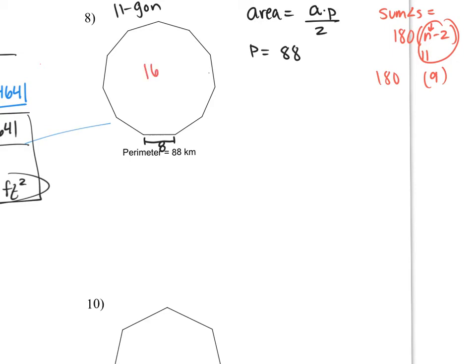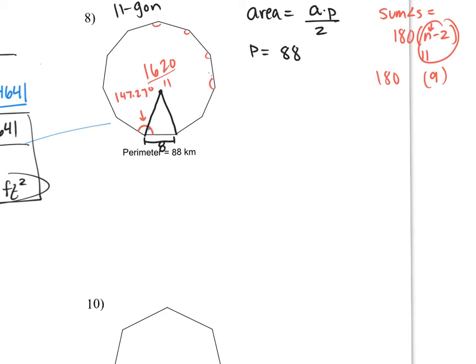It's 1,620. So that's all of these 11 angles added together. To get just one of those angles, I'll divide that answer by 11. And now I know that this angle, the entire thing, is somewhere close to, and this is a decimal so I'm rounding, 147.27 degrees.